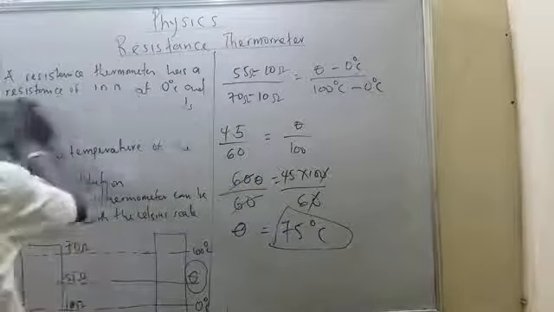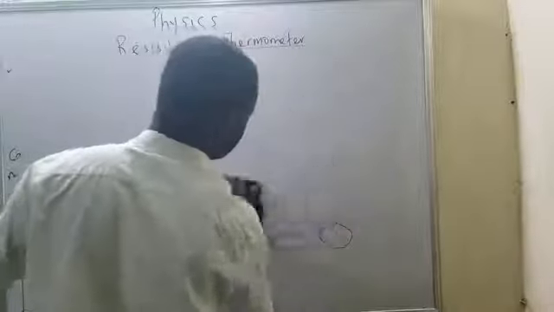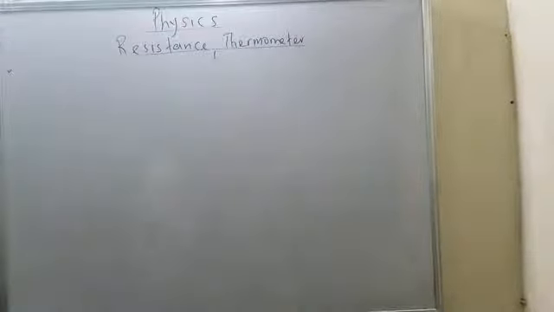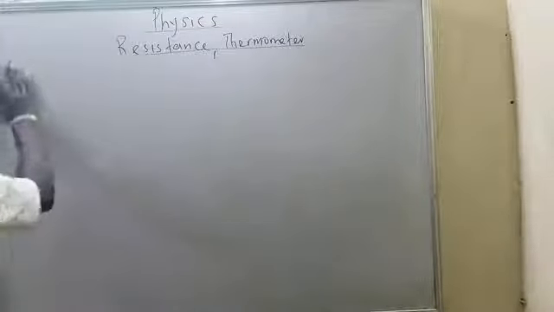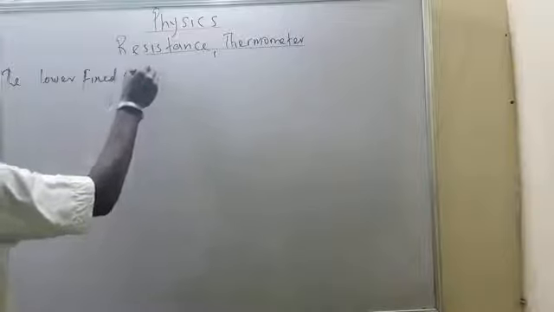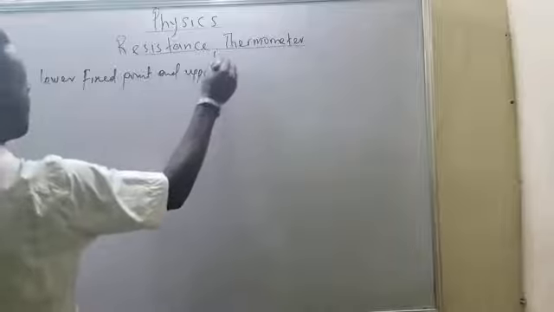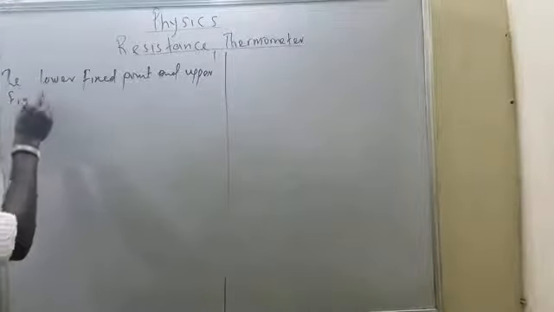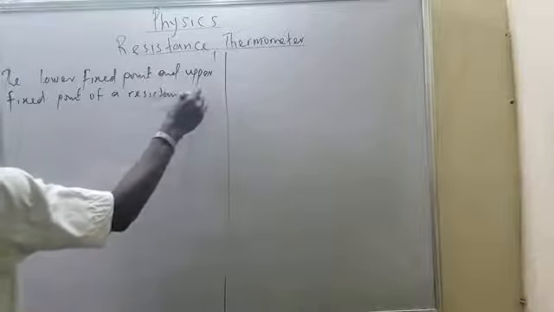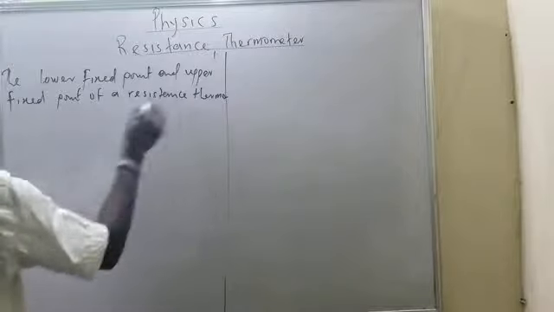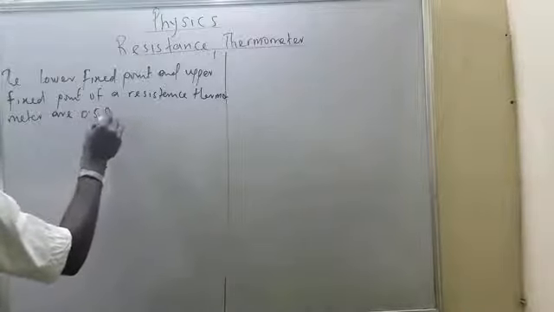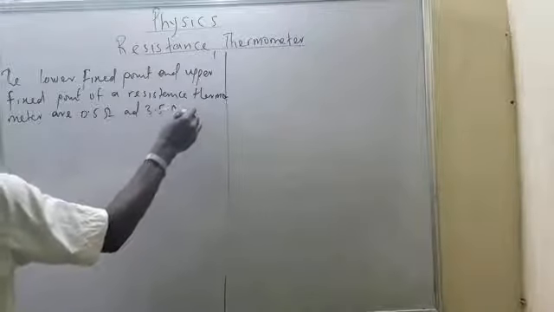Now, another one. Okay, let me show another example. The lower fixed point and upper fixed point of a resistance thermometer are 0.5 ohms and 35 ohms respectively.